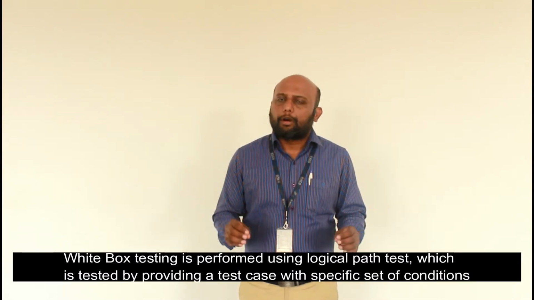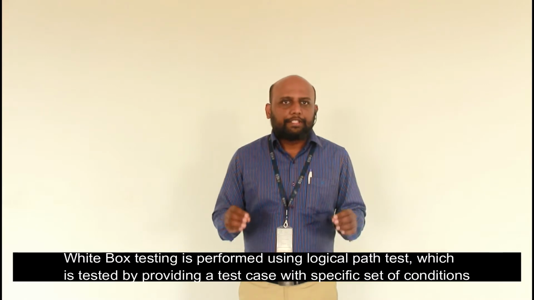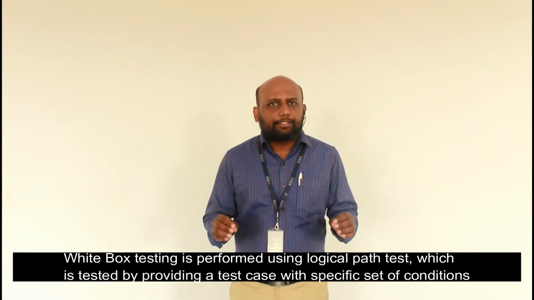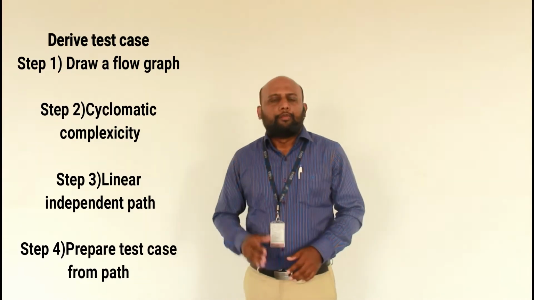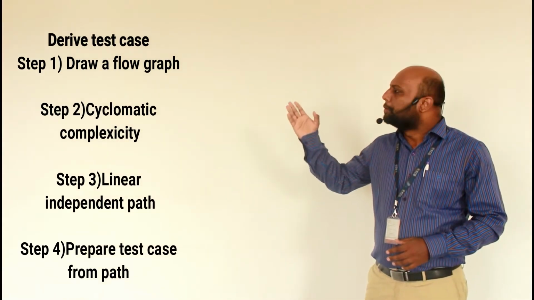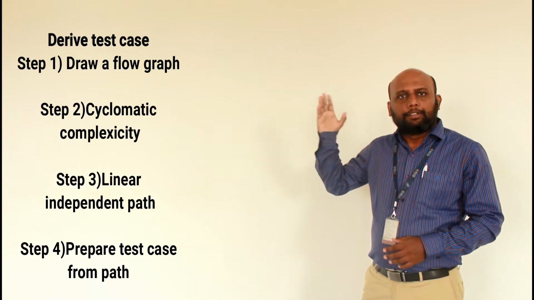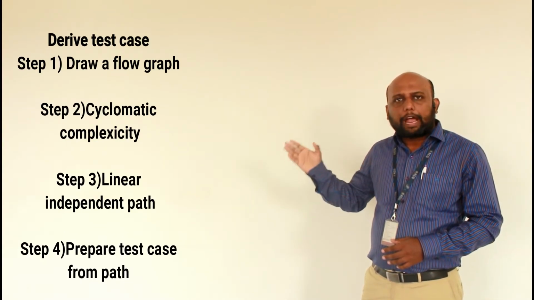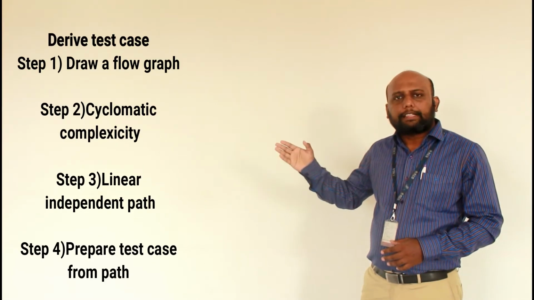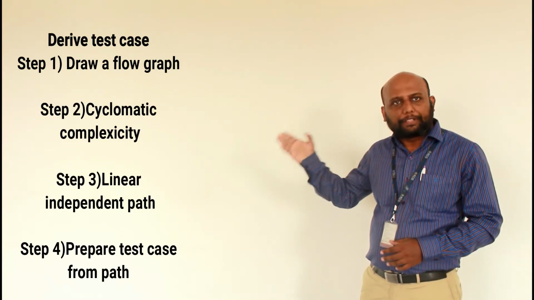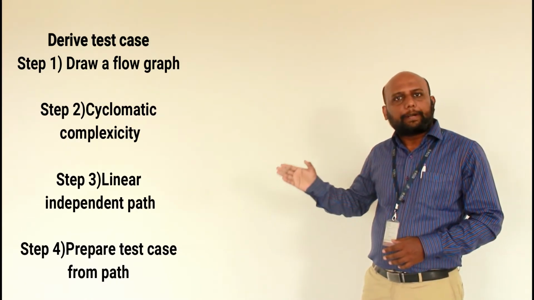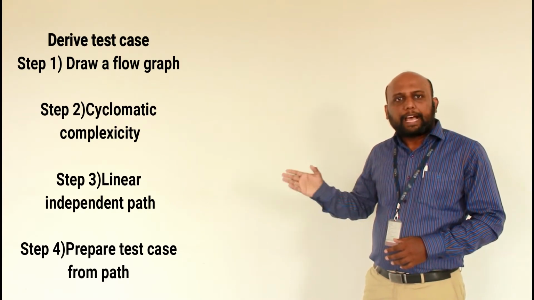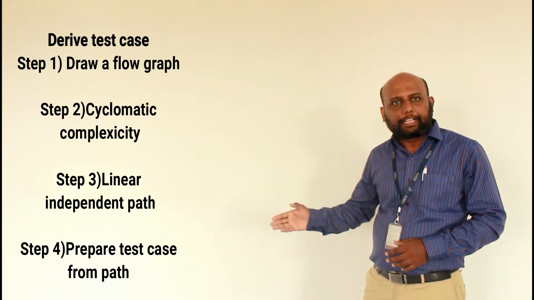White box testing is performed using logical path testing, which is tested by providing a test case with a specific set of conditions. To derive the test case, the following steps are to be followed. First, convert the source code to a flow graph. Step 2, from the flow graph, we have to identify the paths. How many paths there are can be derived from cyclomatic complexity. Step 3, from that output, we have to identify the linearly independent paths. And step 4, from those linearly independent paths, we have to generate the test cases.